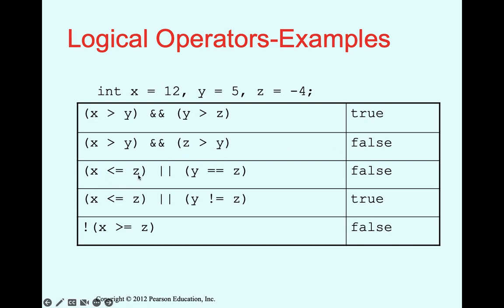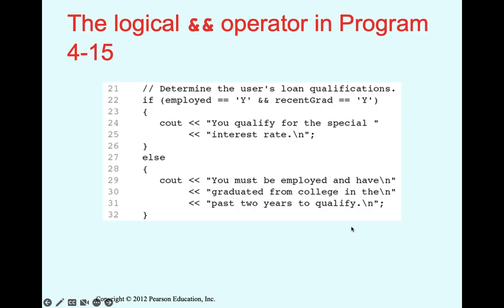x is less than or equal to z, this is false. x equal to z is false, so both are false. False or false is false. This is false, but this is true. False or true is true. x is greater than z is false, but we have not before it, so not false is equal to true.